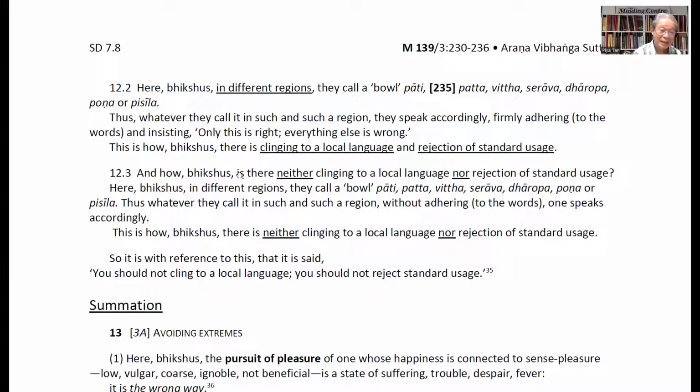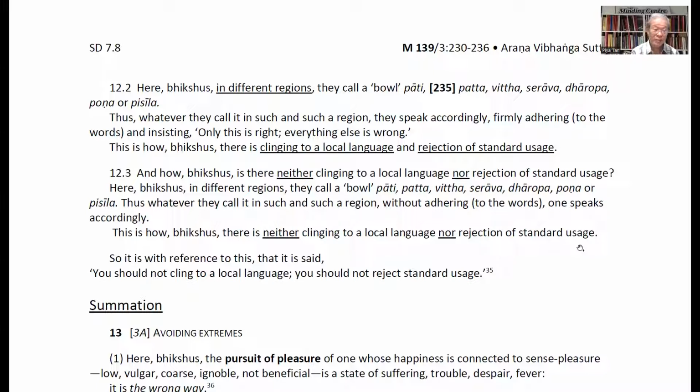And how, bhikshus, is there neither clinging to a local language nor rejection of standard usage? Here, bhikshus, in different regions, they call a bowl pati, patta, vita, sarawa, daropa, pona, or pisila. Thus, whatever they call it in such a region, without adhering to the words, one speaks accordingly. Now here what's interesting is the Buddha says, you can use those words, yes, but don't get caught up with it. Don't use only that word, okay? In other words, be flexible. This is how, bhikshus, there's neither clinging to a local language nor rejection of standard usage.